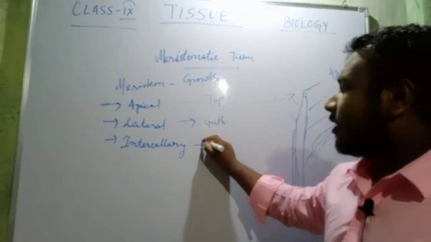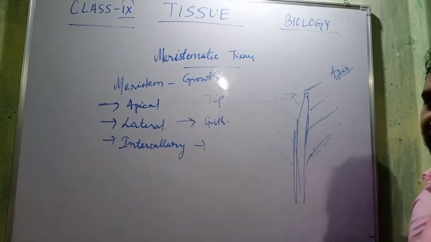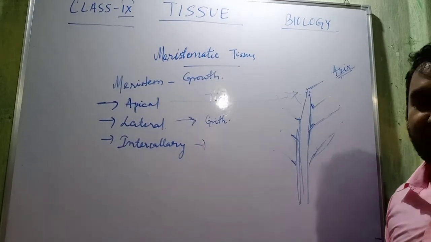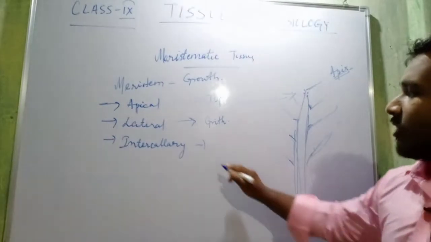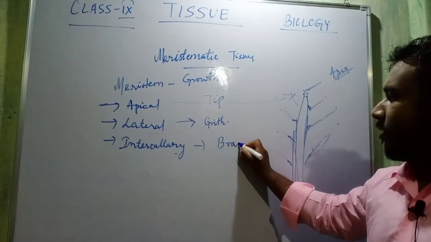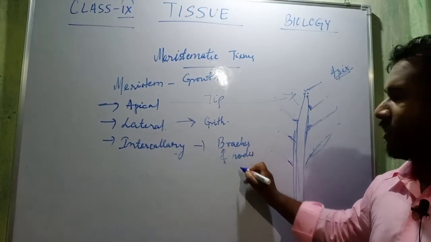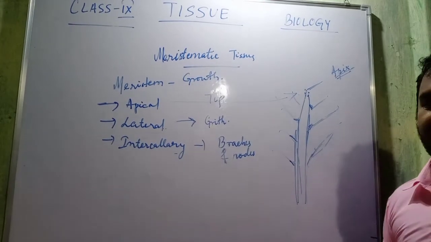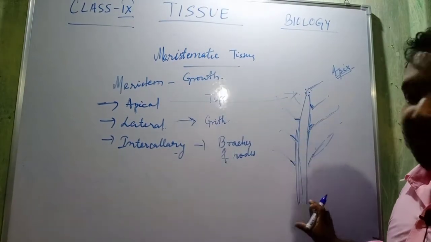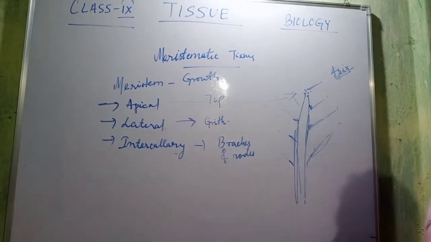And intercalary meristems are at the nodes. When a branch is connected to the stem, that is the node. This branch and node portion are also meristematic tissues, and they are also growing. So intercalary meristems help the growth of branches and nodes. This is all about meristematic tissue. You can write: apical meristems are present on the shoot tip, lateral meristems are present on the sides to expand the plant, and intercalary meristems are present in the branches.